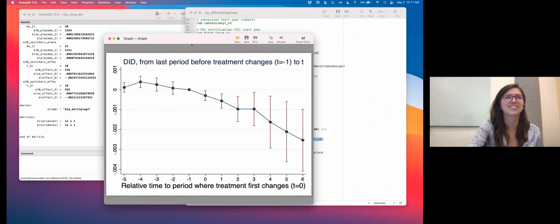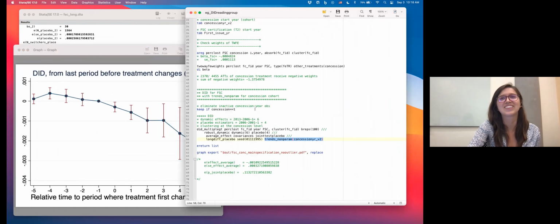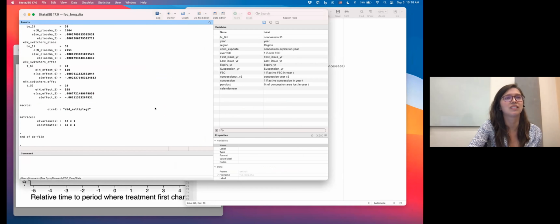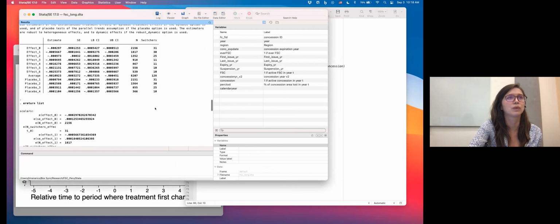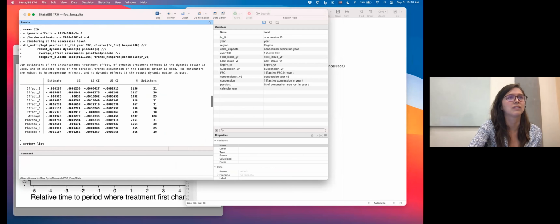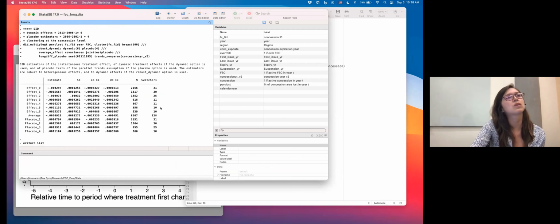Before I show you the result, let me talk super quickly about the non-parametric trends. This is the concession year, the start of each concession. And then you type e(return list) so that you can see all the effects. So let's go and see what the command shows you.